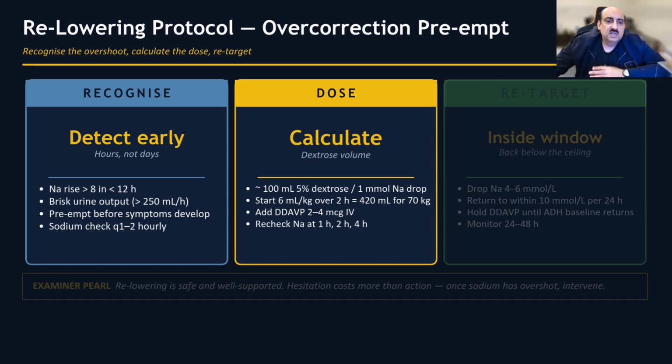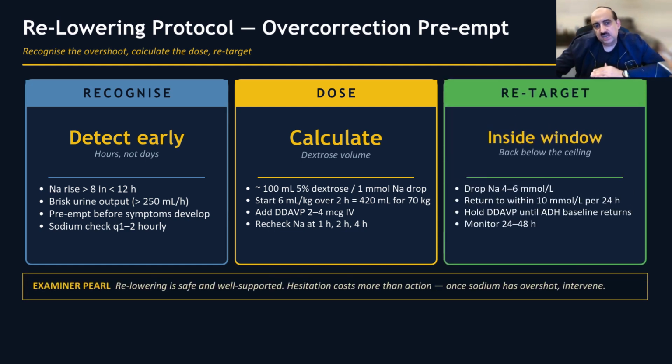Using desmopressin is number 3, 2 to 4 micrograms. As I said, recheck sodium at 1, 2, and 4 hours after the injection. Repeat if necessary every 6 to 8 hourly. And then retargeting: again, you have to bring the sodium to within the 4 to 6 millimole range of reduction. And then you need to titrate the 24-hour clock and then the 48-hour clock accordingly.